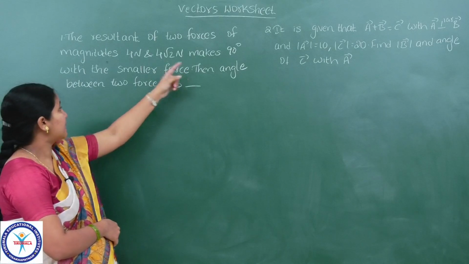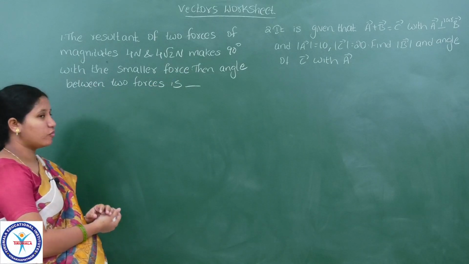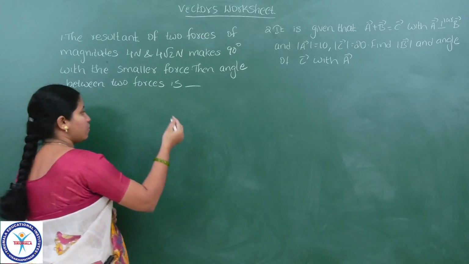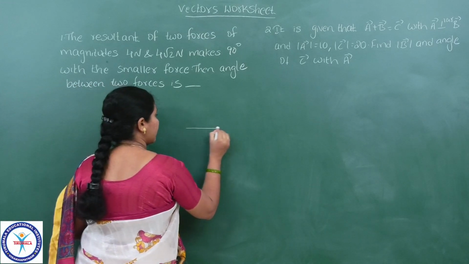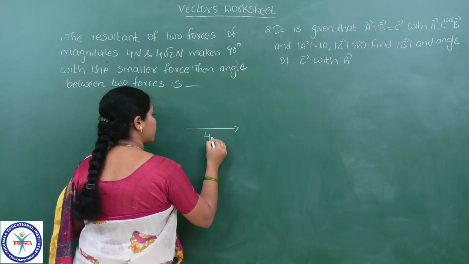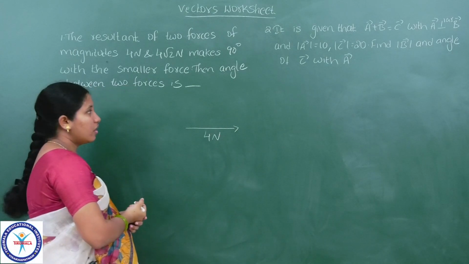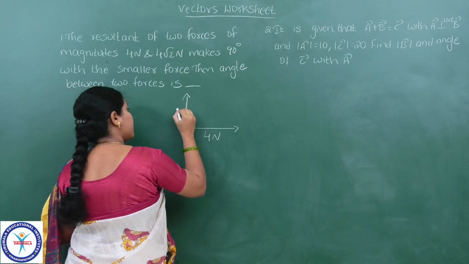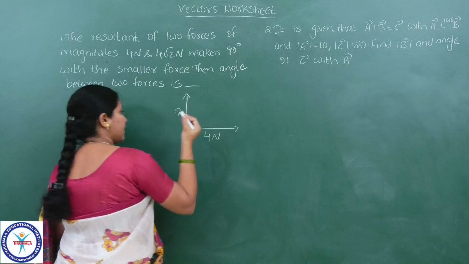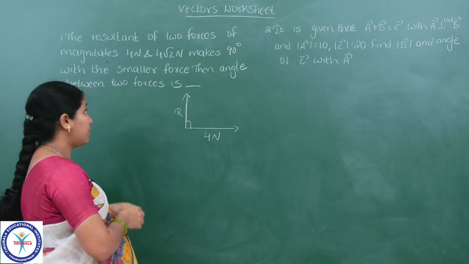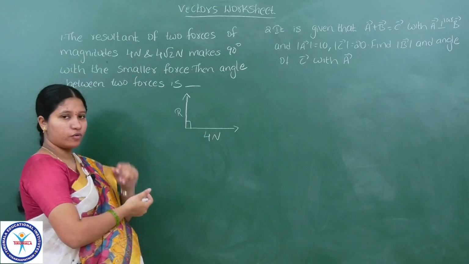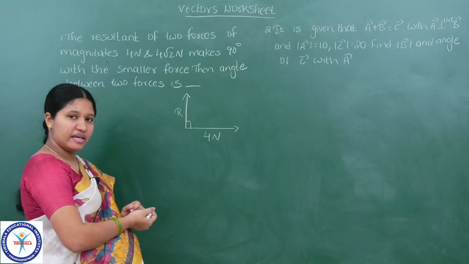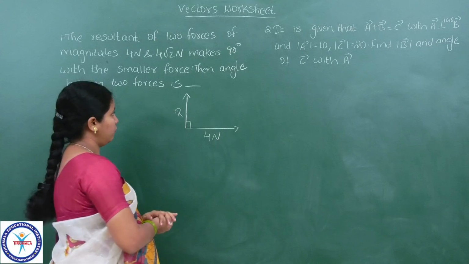So the resultant makes 90 degrees with the smaller force. Suppose let this be 4 Newtons and the resultant makes 90 degrees. Let this be R, which is making 90 degrees with the smaller force. Why? Because among 4 and 4 root 2, 4 is the smaller force. So the resultant makes 90 degrees with the 4 Newton force.